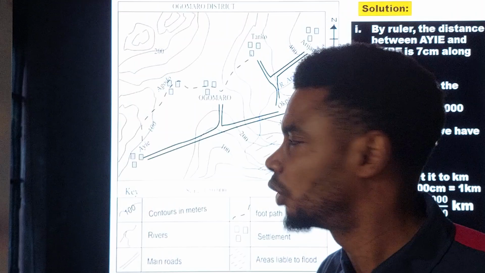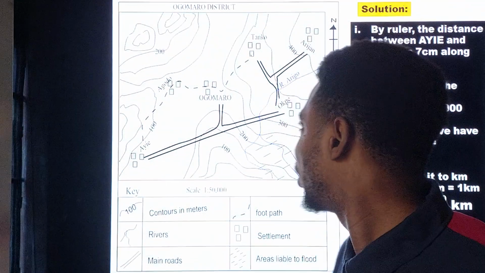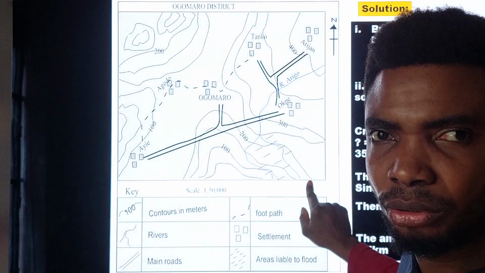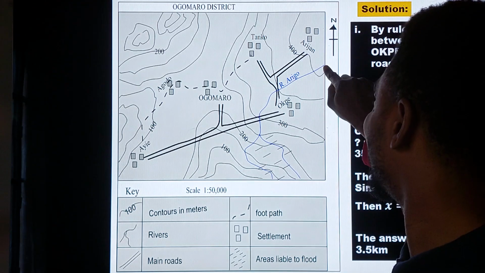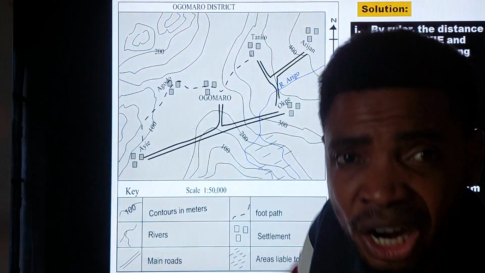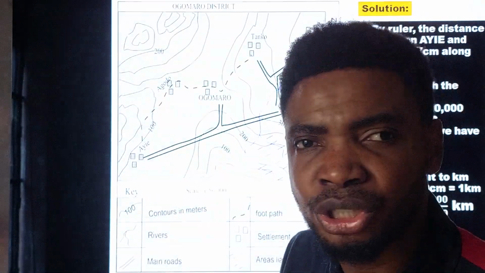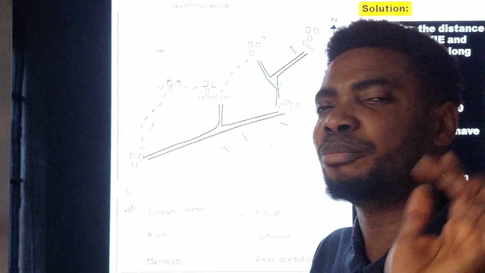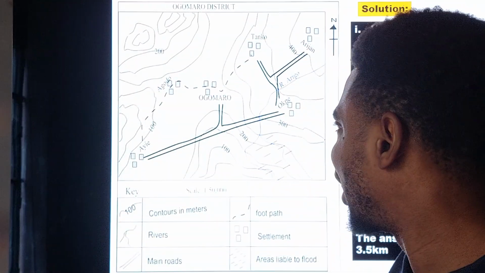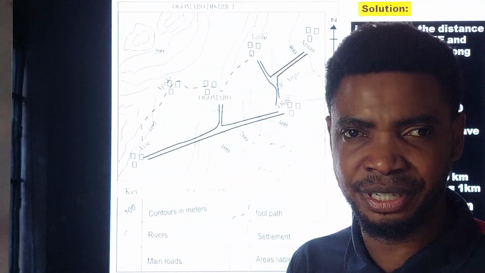For example, you will not measure from northeast and come and stop at southeast here. No. You will measure from northeast here and measure through to the northwest, because that is the longest course of that river. That is the longest pathway. So that is what you will use, not the shortest one here. I hope that is very clear.